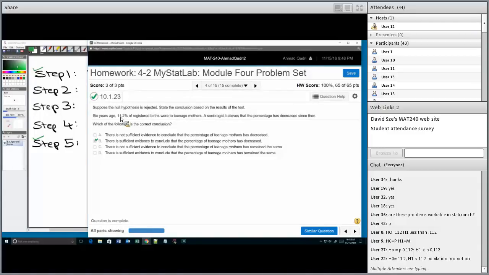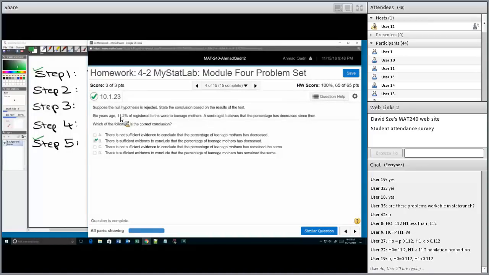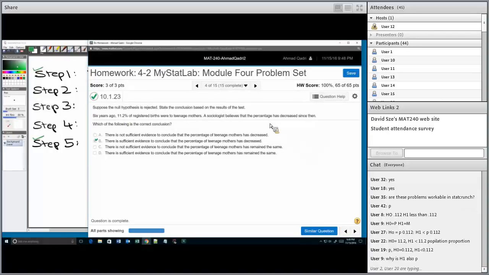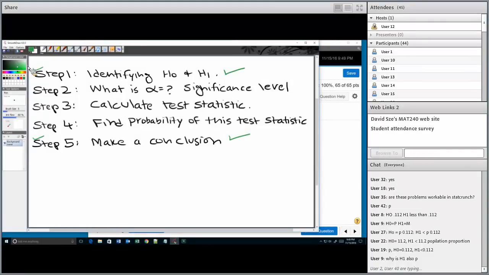Very good. Brian, you missed a little piece there that Sandra has written there: P is equal to 0.112. Yes, very good. Okay, everyone is missing a little bit of the concept here.